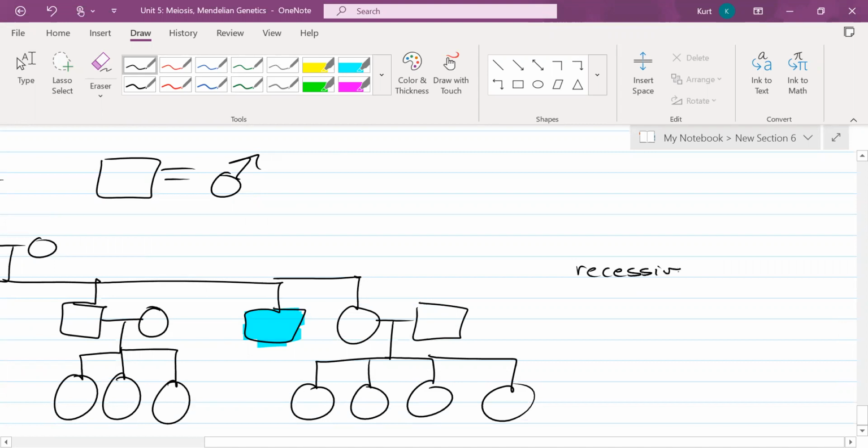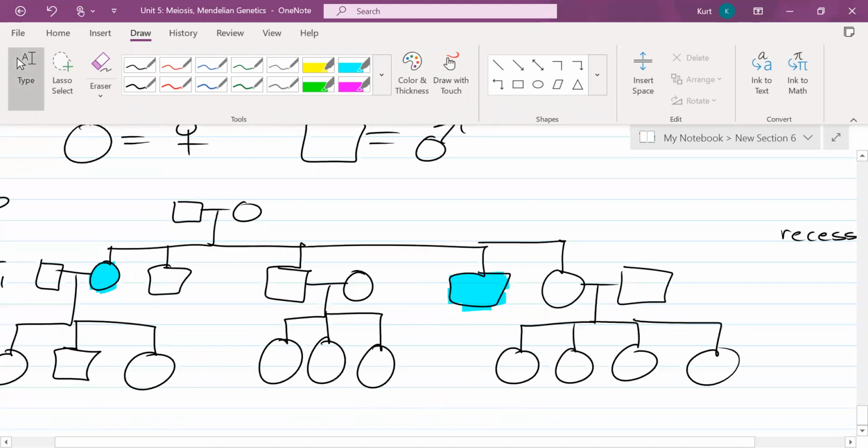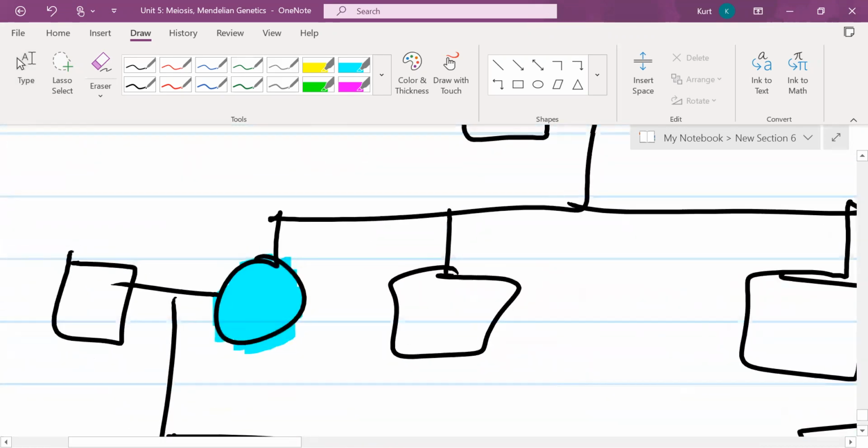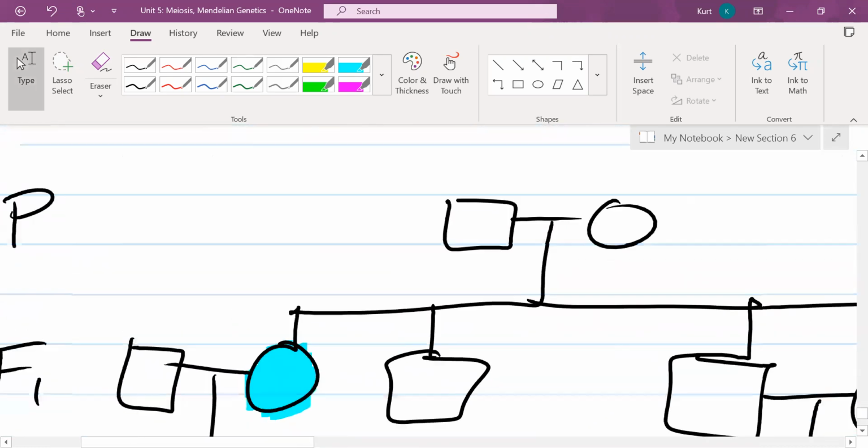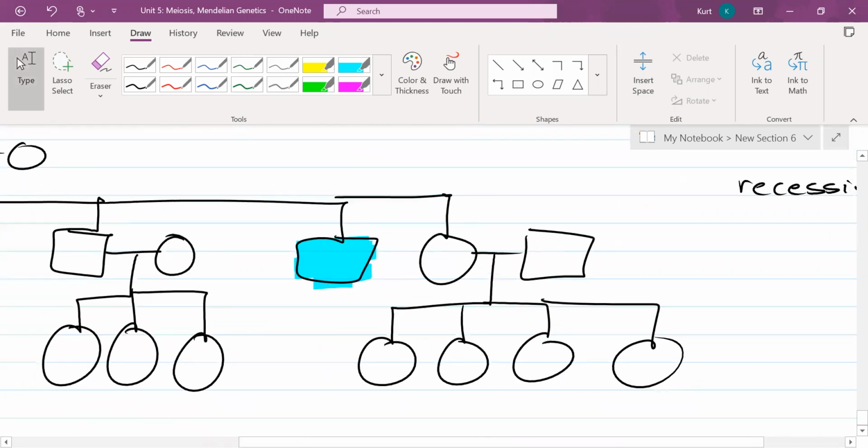But now we need to figure out, is it autosomal or sex-linked? Autosomal means gender doesn't matter, it's a body chromosome. Sex-linked means gender does matter, it's on a sex chromosome. So do we have males only affected or both genders? Okay, can females have sex-linked traits? Yeah, but what has to happen for a female to have a sex-linked trait? Her father has to be affected too. So take a look at our female right here. Does she have an affected father? So is it sex-linked? Nope, it is an autosomal recessive trait.